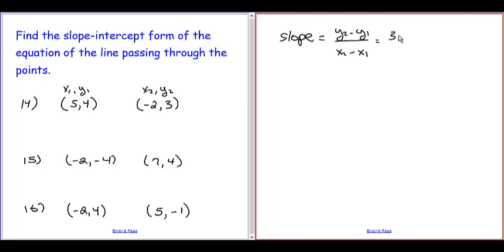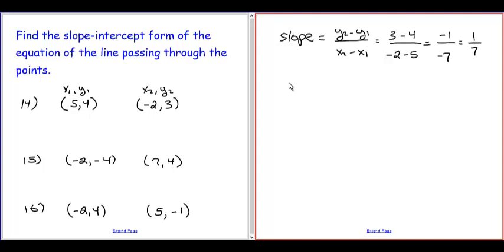And then we go over here and read them, and be very careful. So we have 3 minus 4, negative 2 minus 5. So 3 minus 4 is negative 1. Negative 2 minus 5, or negative 2 plus negative 5, is negative 7. And we always want to simplify this. If you get two negatives, just make that into a positive. So that's the slope.